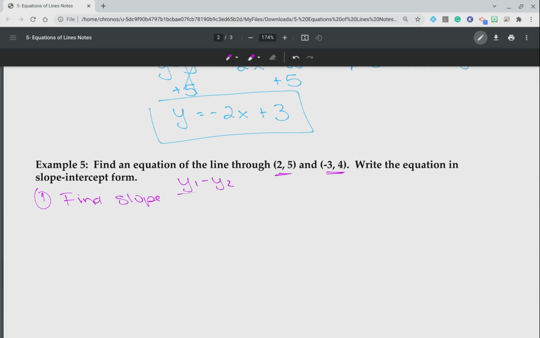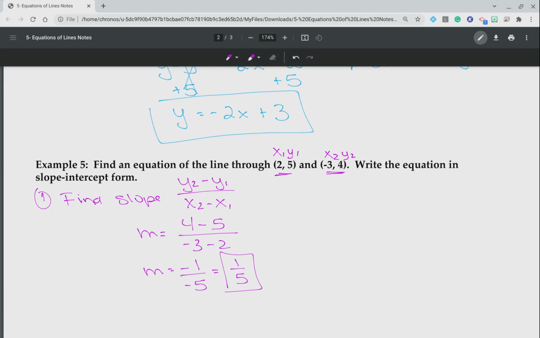y1 minus y2 over x. Actually, I think I did the 2's and 1's the other way. It doesn't matter, but I will stay consistent for your sake. All right, so I'm going to label my points, x1, y1, x2, y2, just like we did in our slope lesson. So this is going to be 4 minus 5 over -3 minus 2. So m is equal to -1 over -5, which is actually just 1 over 5, right? So there's my slope.